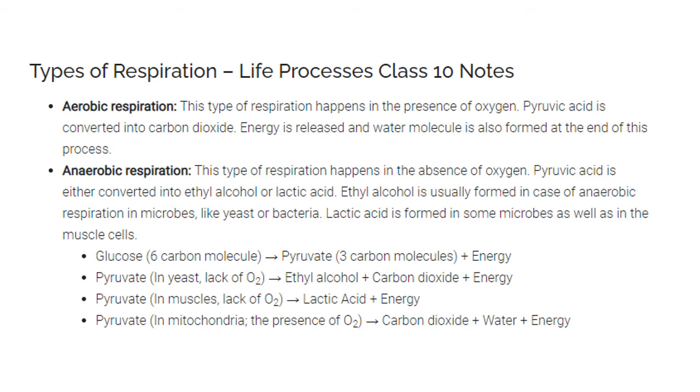So as I told you, the pyruvic acid, the pyruvate. Once the pyruvate is formed from the glucose, this process of conversion from glucose to pyruvate occurs in the cytoplasm. And after that, this pyruvate can either undergo aerobic respiration or anaerobic respiration. So depending upon the type of respiration, let's see what happens.